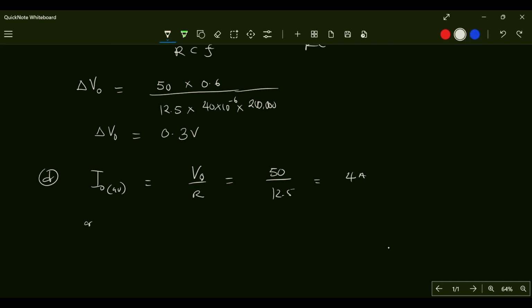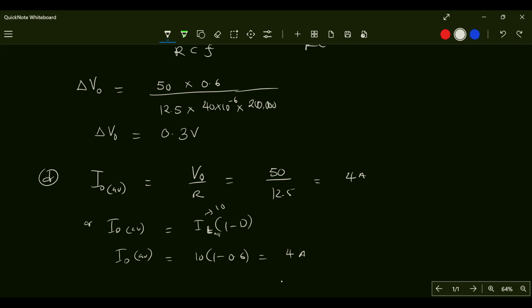Or there is also another formula here: ID average is simply equal to IL average divided by 1 minus duty cycle. This IL is the inductor average current, which we calculated as 10 amps, right? So ID average is 10 divided by 1 minus 0.6, and we get 4 amps. Okay, so this is the end of the question.